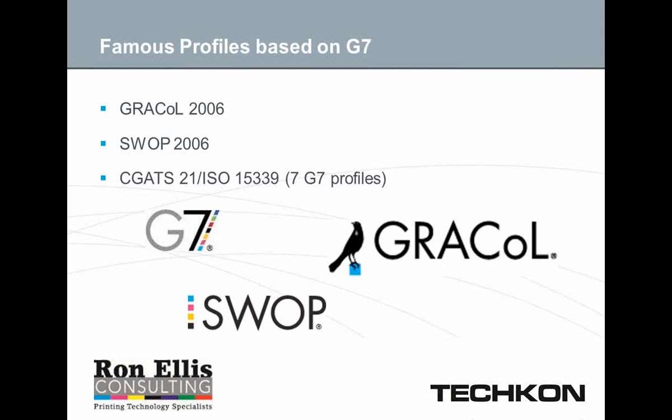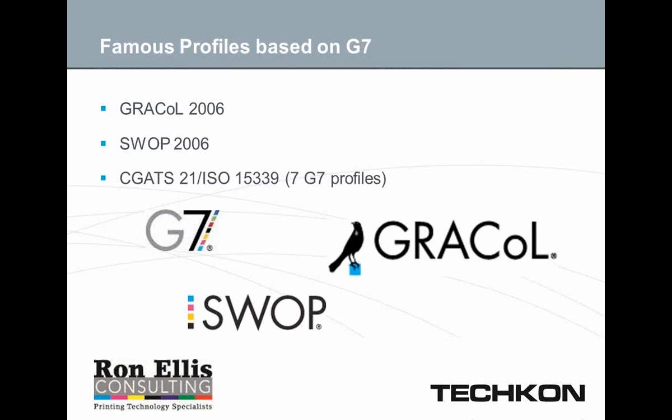There's a lot of benefits for printers using G7. You can see on the left there I have a bunch of press sheets and a proof. And the biggest benefit that printers get is a really quick proof-to-press match. Also, you get good make-ready.